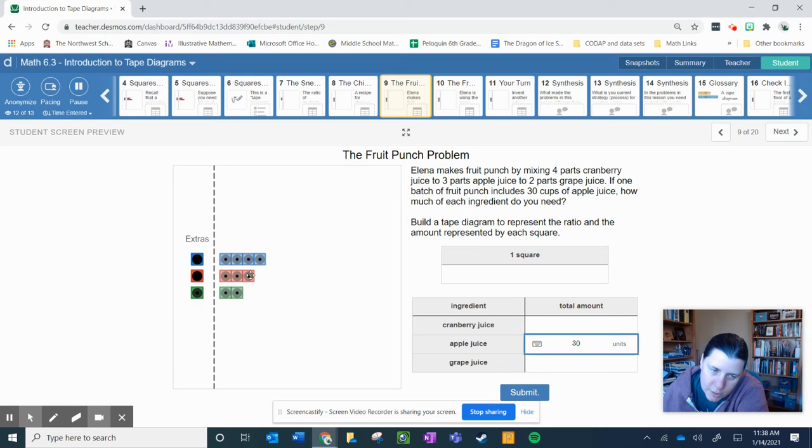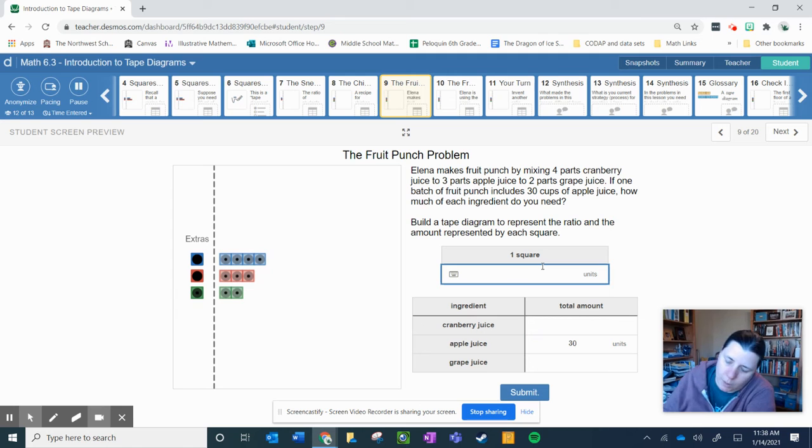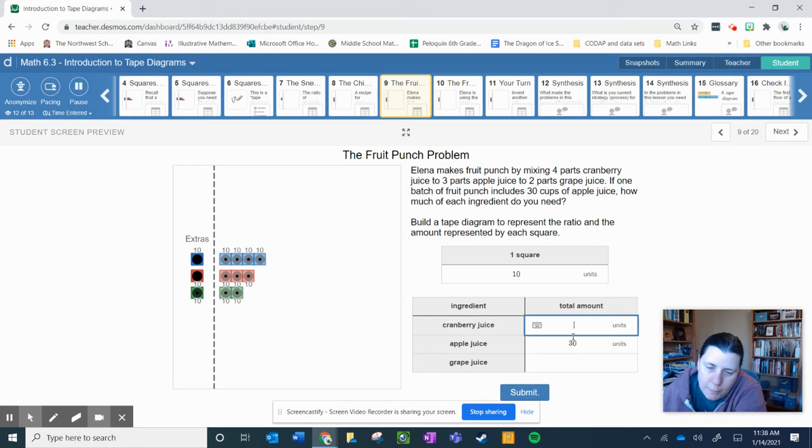Well, there are 3 squares here. So if 3 squares represent 30 cups, 1 square represents 10 cups. Everything else is easy. Once you've used the clues to get to this point, then you can just read your tape diagram. 4 parts of cranberry juice. Each part is 10 cups. So I have 40 cups of cranberry juice.